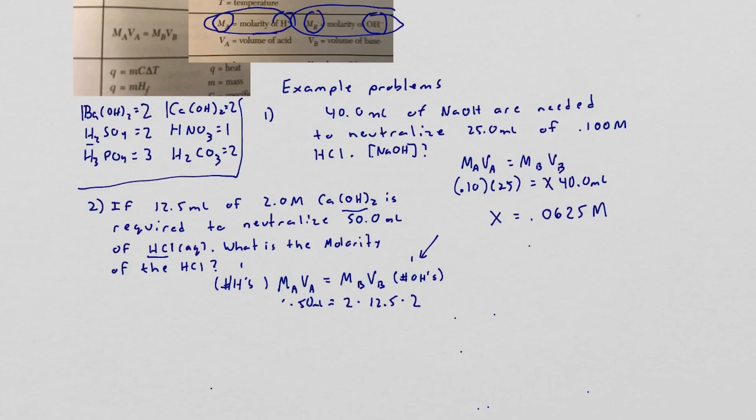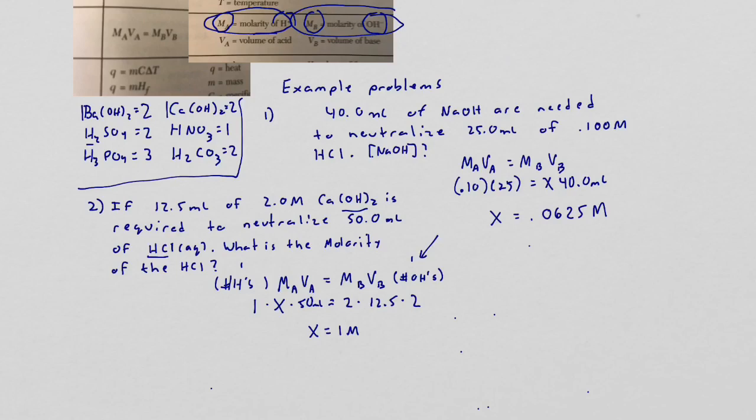I don't know what the molarity of the acid is, my X. And the number of H's is 1. I can put the 1 in there, but I don't really need it because 1 times the number is the number itself. And now I can just do the math and solve the problem. So I'm going to pause and do the math. And so the answer is 1 molar. If you did this correctly, 2 times 12.5 times 2 is 50, and 50 divided by 50 is 1. So the molarity of the acid was 1 molar.